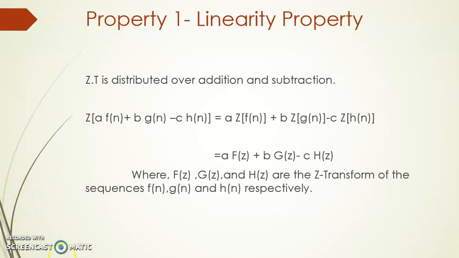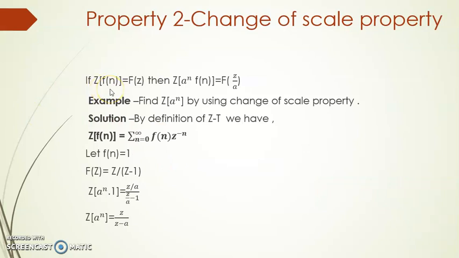Z-transform of A f of n plus B g of n minus C h of n. So you may take the constants A, B, C outside of the Z operator, and Z-transform of f of n is F of z by the definition of Z-transform. So in this way we can distribute Z-transform over addition and subtraction. Property 2 is the change of scale property.